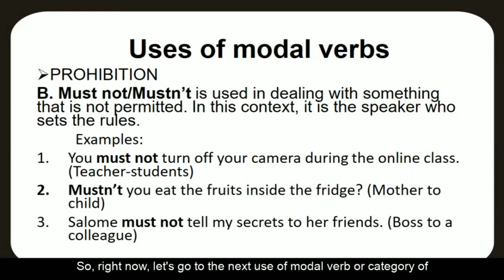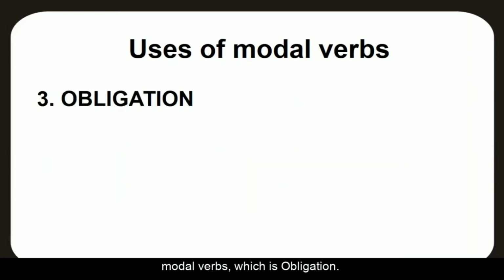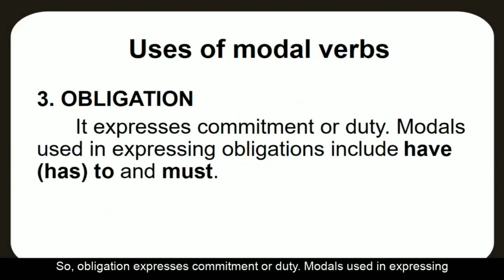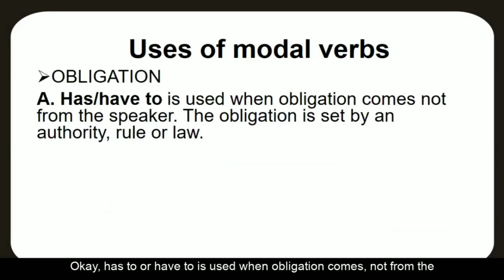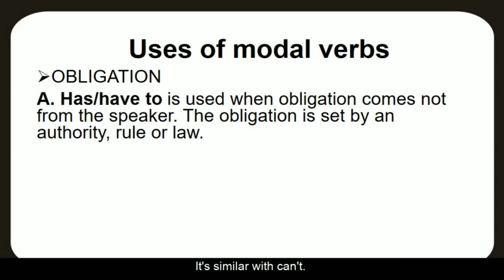So right now, let's go to the next use, or category, of modal verbs, which is obligation. Obligation expresses commitment or duty. Modals used in expressing obligations include have to or has to and must. Okay, so let's have first have to or has to. Has to or have to is used when obligation comes not from the speaker. The obligation is set by an authority, rule, or law. It's similar to can't.